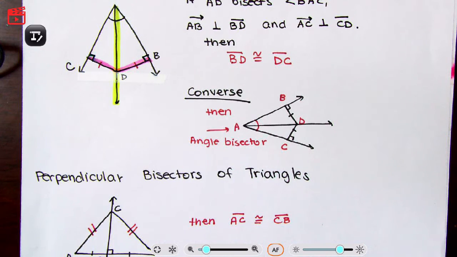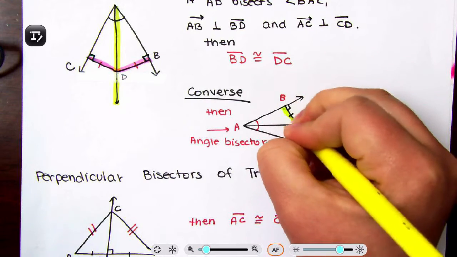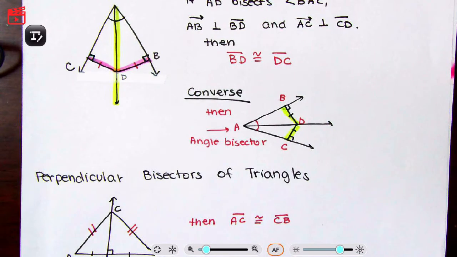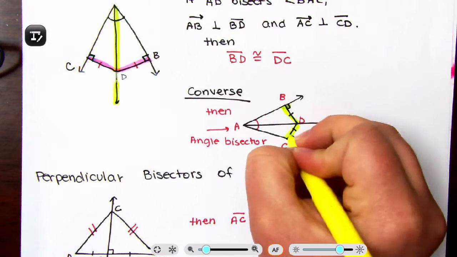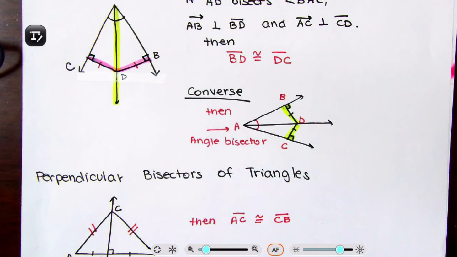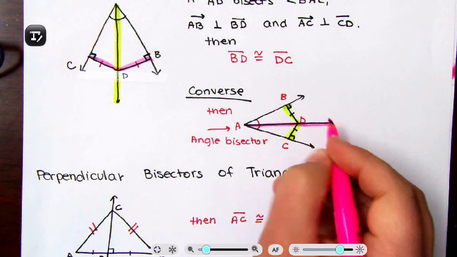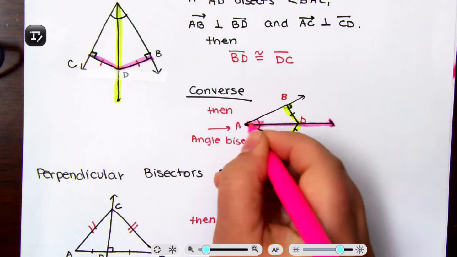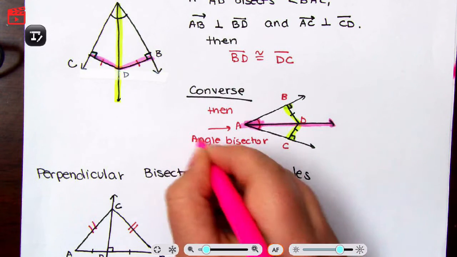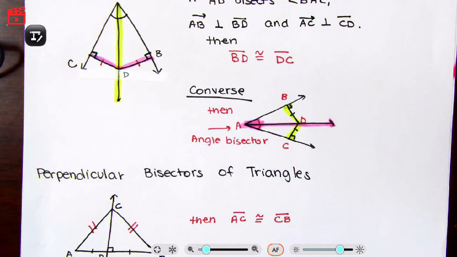So if you have these two segments that are congruent and you have that they are perpendicular, that means that we have an angle bisector, which means that this angle right here gets cut in half. And that would be the converse.